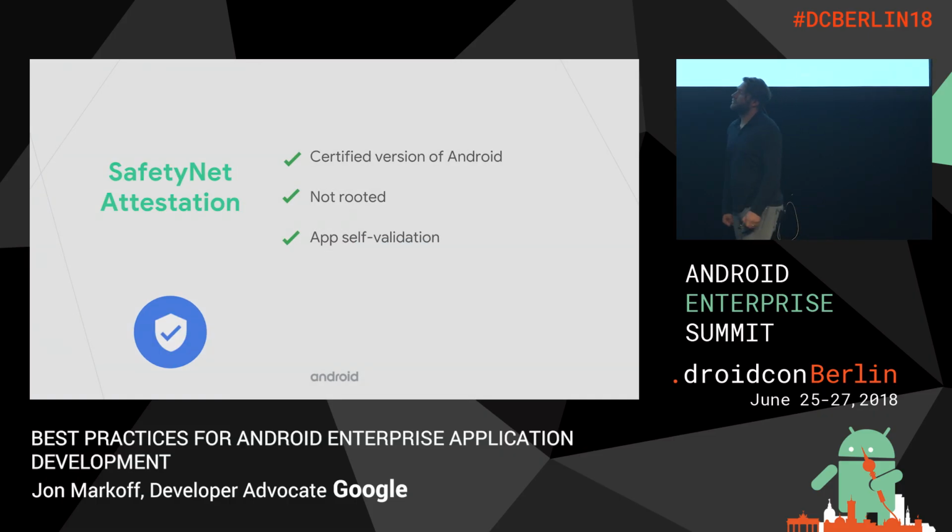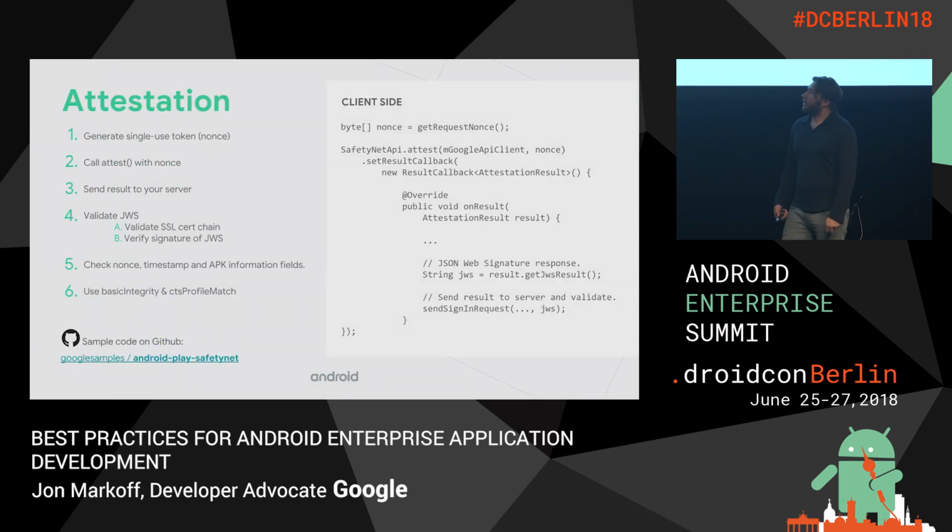SafetyNet. SafetyNet is our suite of APIs that allow you to check the device and the apps you're running to make sure they're safe, that they're CTS compliant, and that the device is not rooted. To go through how this works, the SafetyNet APIs are part of Google Play services. API-wise, they're fairly simple from the application side, but they do require a server component. From the application side, you generate a nonce, a one-time use byte array as an identifier, and pass it into the attest method in the SafetyNet API.